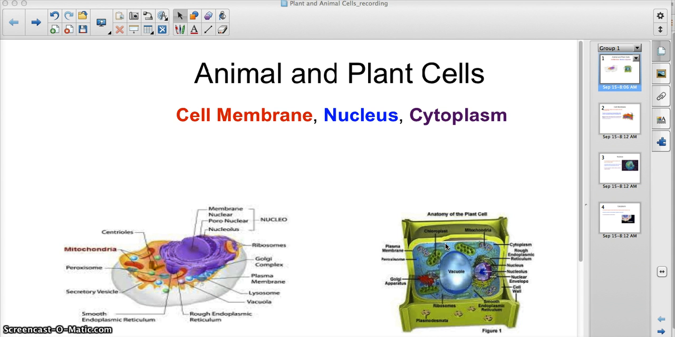the three must knows are cell membrane, nucleus, and cytoplasm. And what I want you to keep in mind about those is they're all in plants and animals. So plants and animals are going to contain these three. Tomorrow we'll talk a little bit about some parts of a cell that are only in plant cells. But know that these are in all cells.